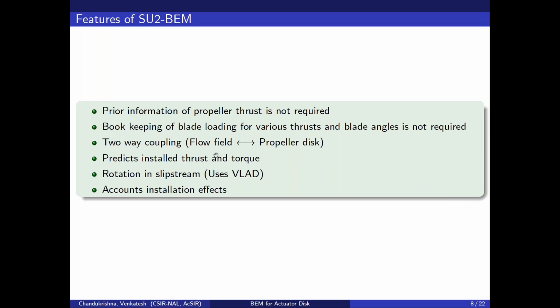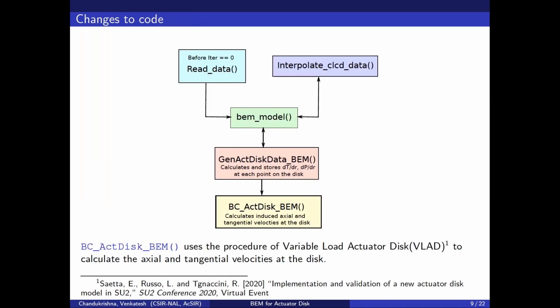Every time the propeller loading gets modified, and the modified propeller loading is used to calculate the velocity and pressure jumps at the outlet, and in such a way the slipstream flow also gets modified. It can predict the installed thrust and torque, and we can also see the rotation in the slipstream using this method. And it accounts for installation effects, as it takes the local flow solution as an input to this blade element method.